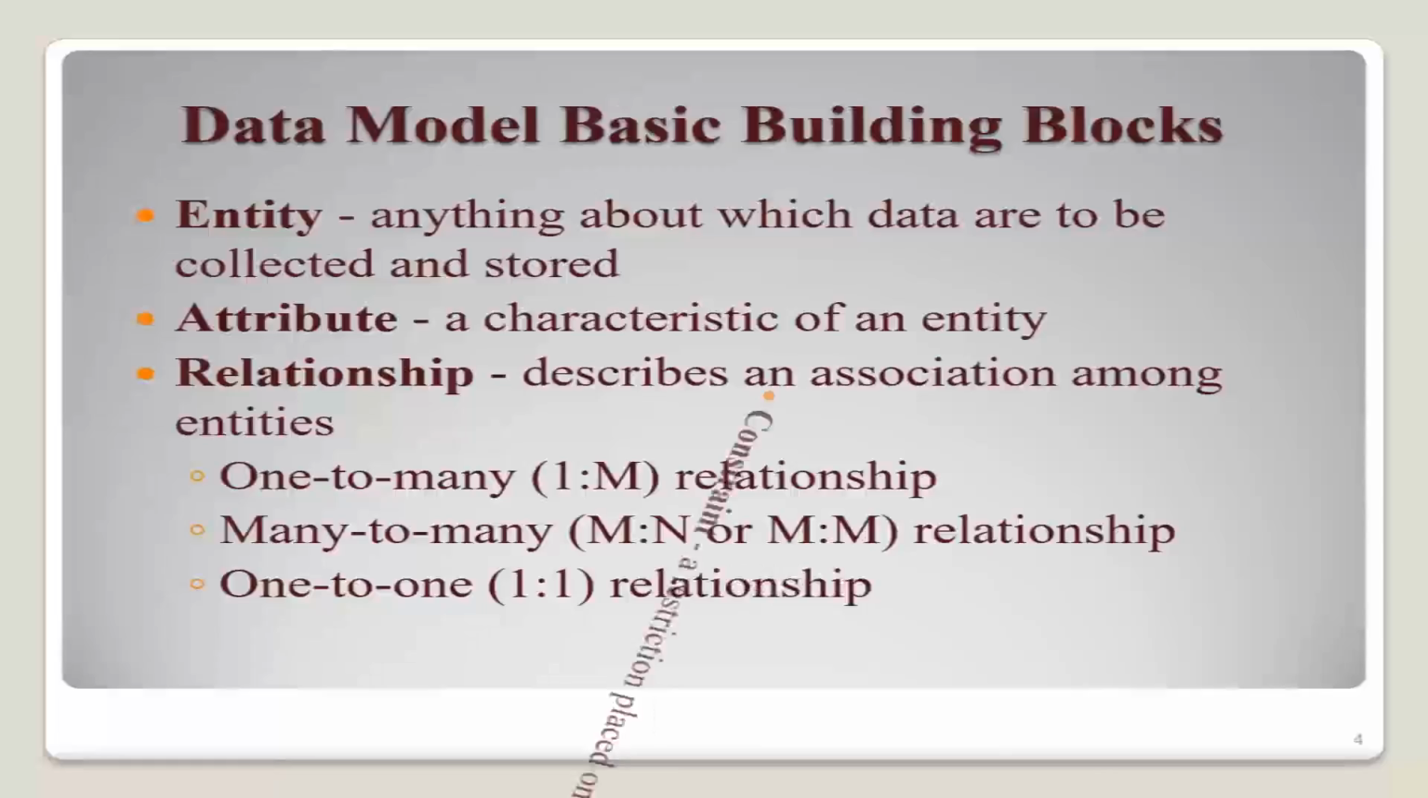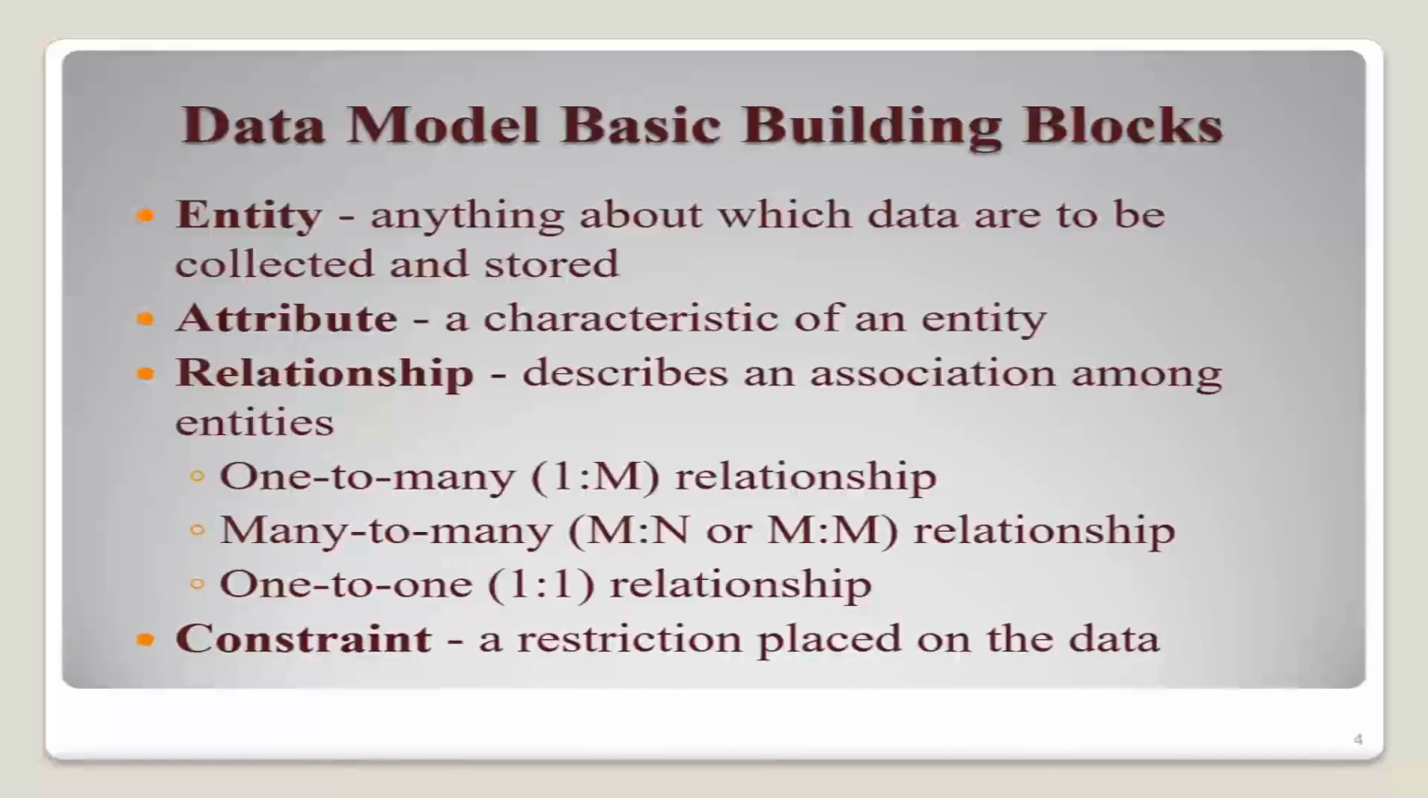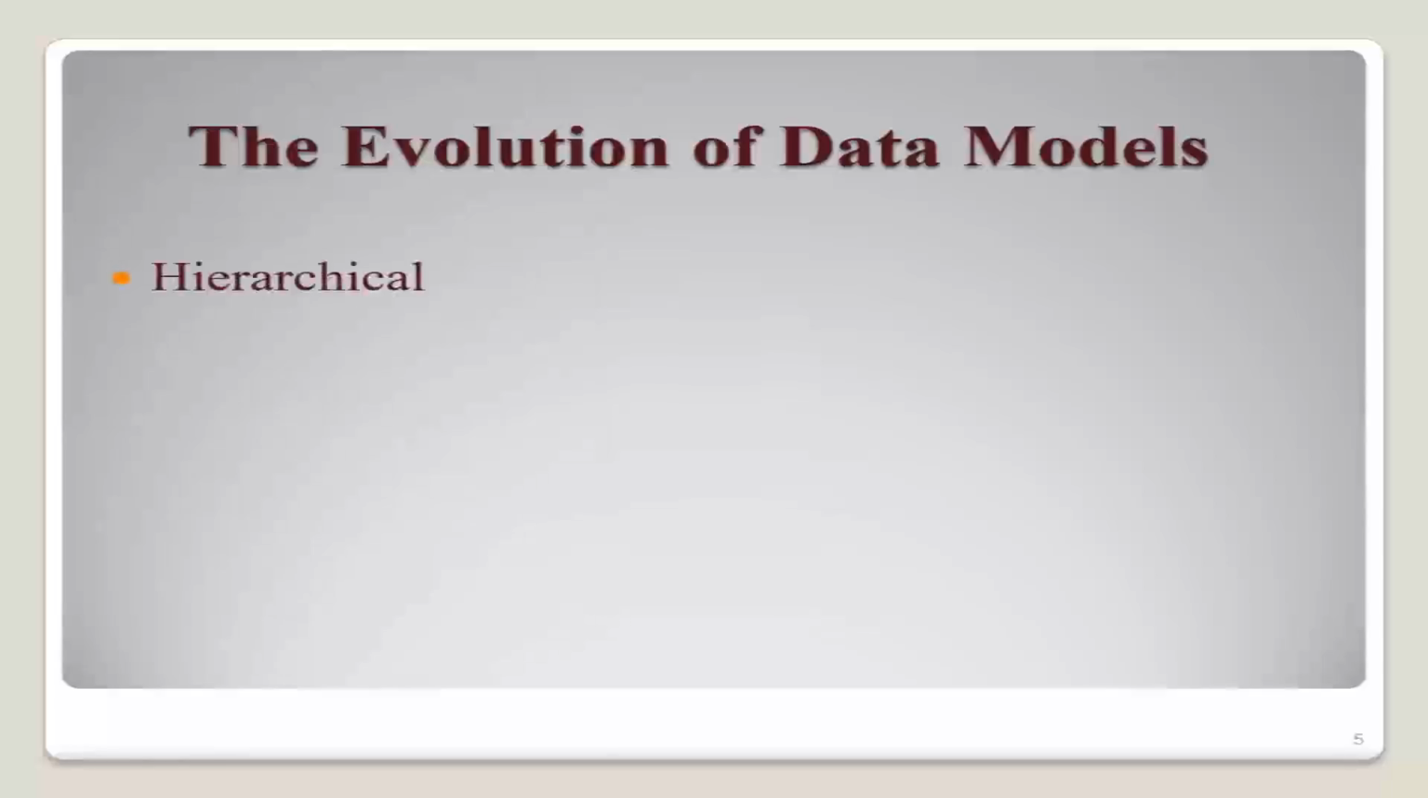There are some constraints in data models. Constraints explain a restriction placed on the data. Moving to the evolution of data models, there are three basic types of data models. First is hierarchical, second is network, and third is relational.